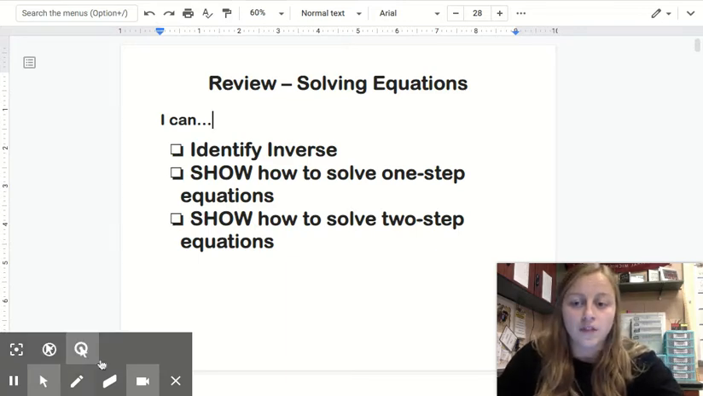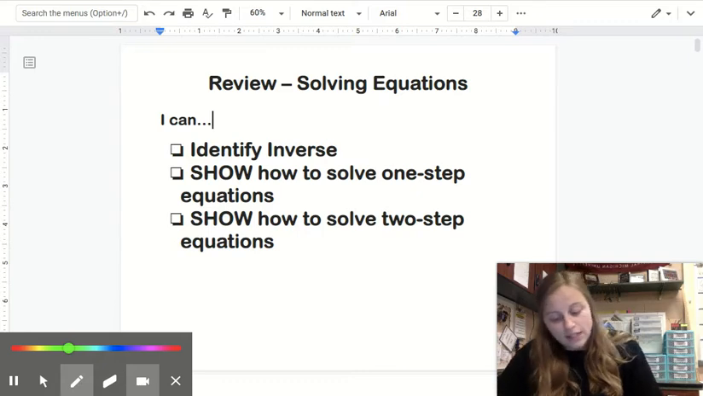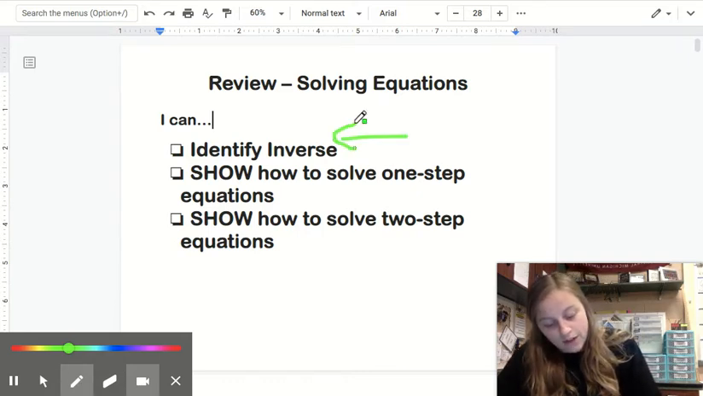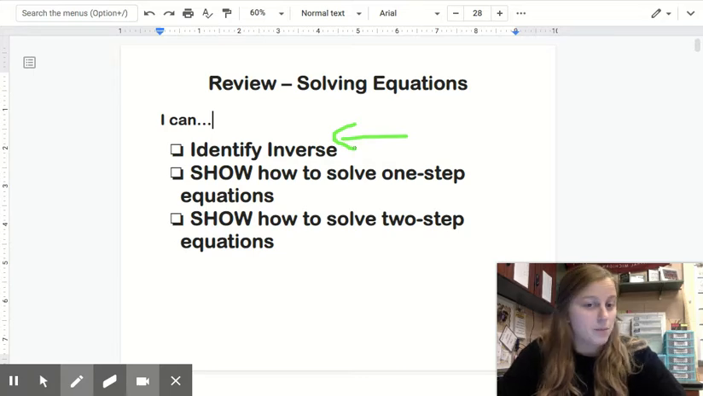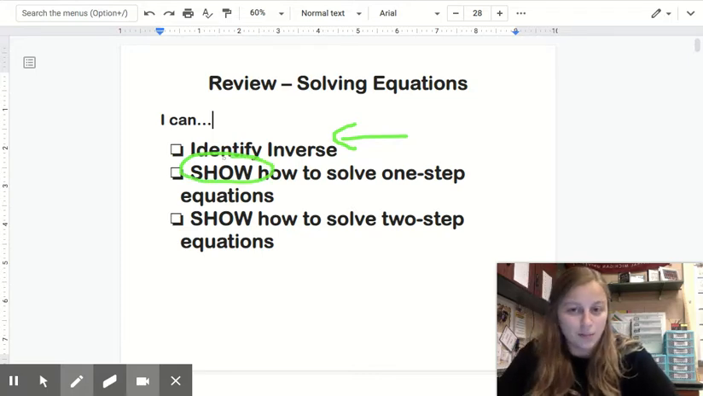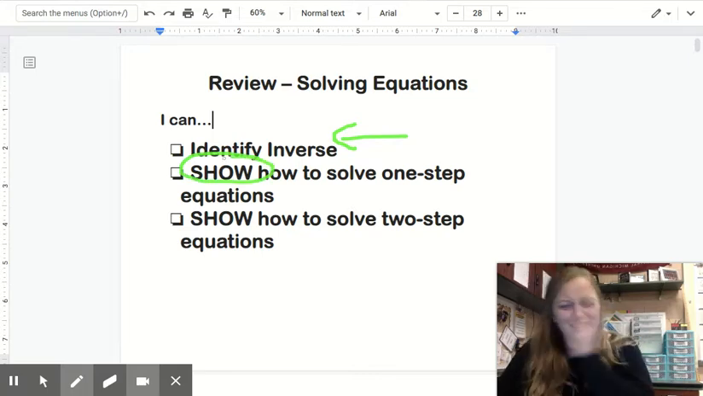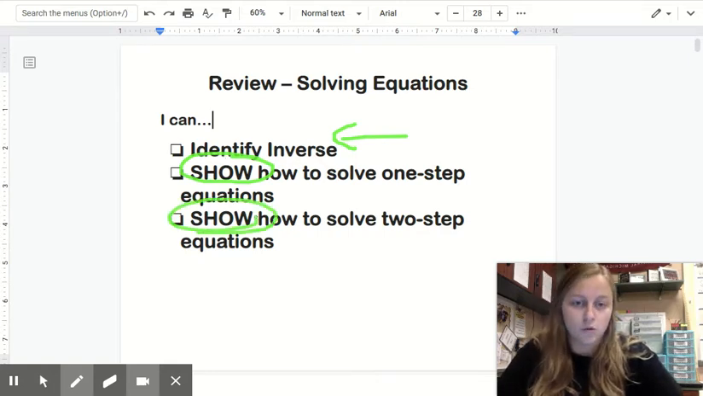So some things that we need to point out here. First, we need to be able to identify what the word inverse is. Some of us, it might be coming right back to us: oh, yep, I know what inverse is. Some of us, we don't remember. So again, we'll be able to identify inverse. We'll be able to show how to solve one-step equations. And then later, next week, we'll learn how to solve two-step equations.